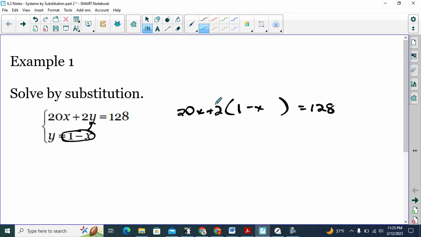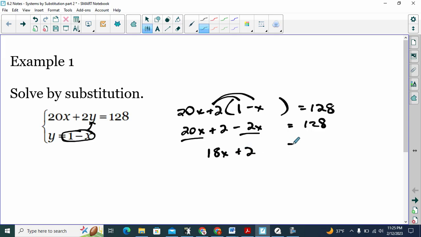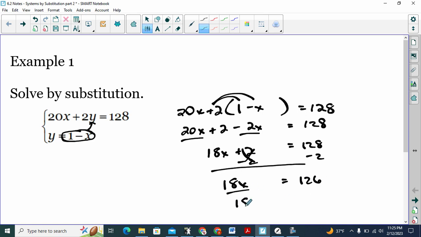We're going to solve by first distributing this positive 2. So I've got 20x, I've got positive 2 times 1, positive 2 times negative x, combine your like terms, 20x minus 2x is 18x, subtract 2 from both sides, and divide both sides by 18.